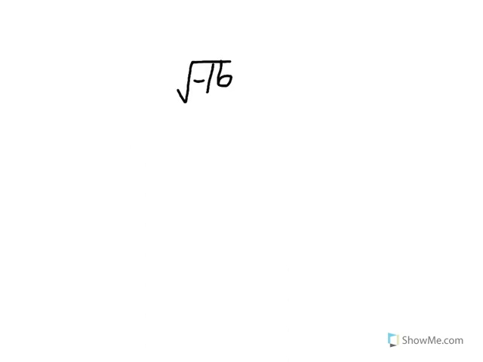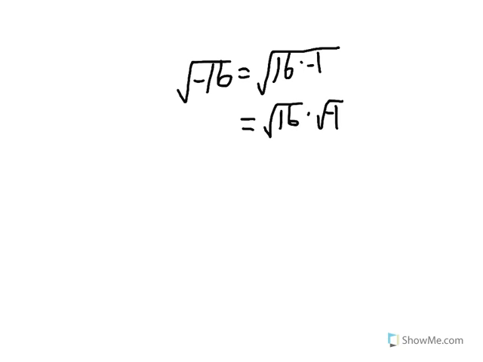Now, reducing radicals when you have a negative number is going to result in an imaginary answer, because you can't take the square root of a negative number with the reals. So you have to use an imaginary number. So in this case, we're going to rewrite negative 16 as 16 times negative 1. This would give us the square root of 16 times the square root of negative 1.